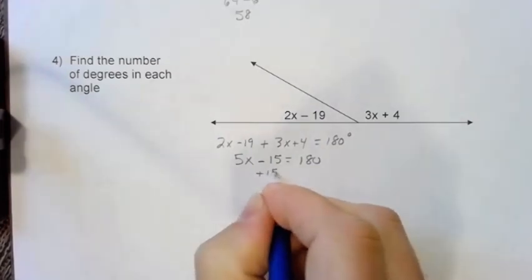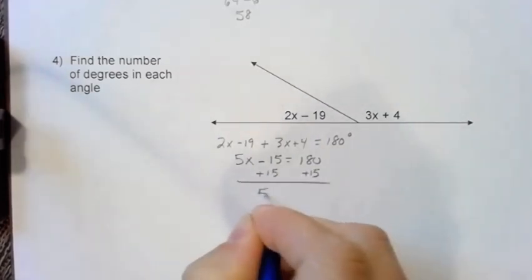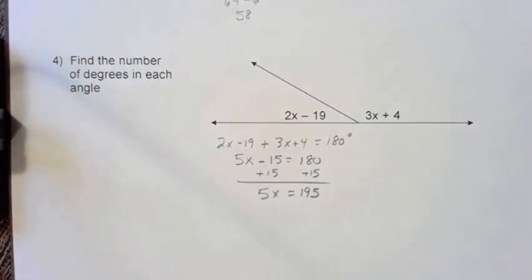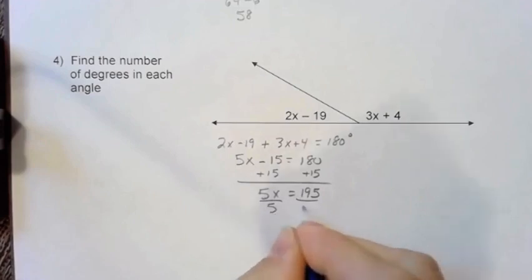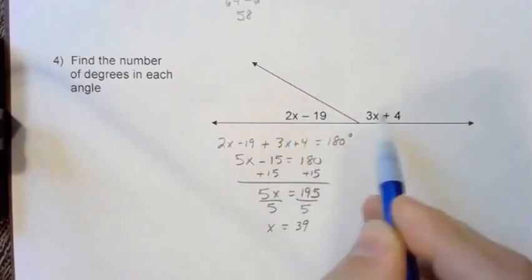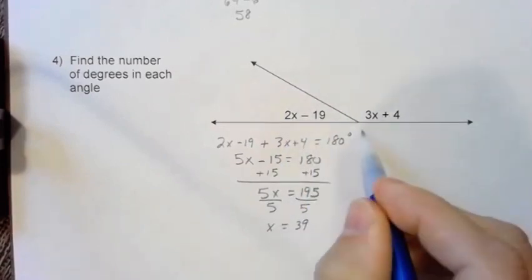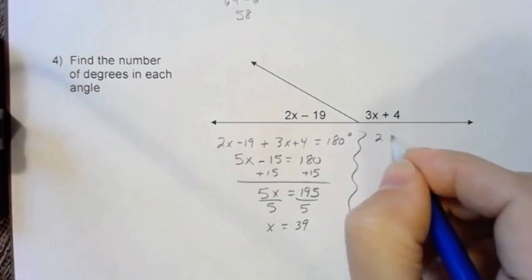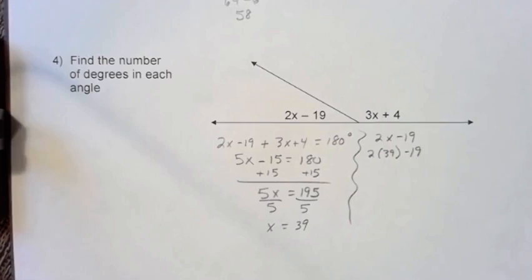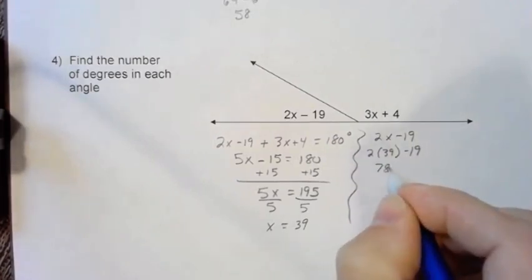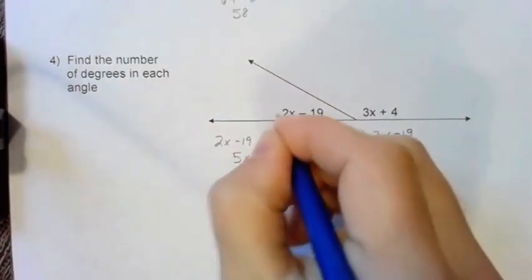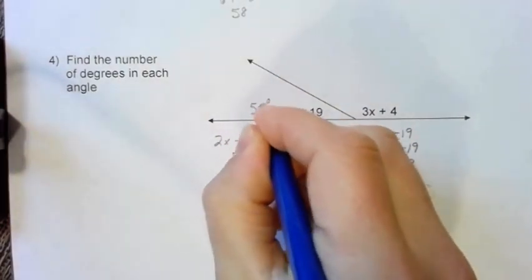And I'm going to add 15 on each side first. 5x, therefore, is equal to 195. And now if we divide 195 and 5x both by 5, x is going to have a value of 39. Now again, I don't know what either one of these is yet, so I'm going to have to substitute in x's value. So for 2x minus 19, x becomes 39. All right, and if we double 39, that gives us 78. And 78 taking away 19 leaves us with 59.